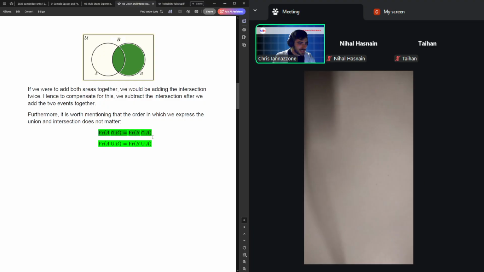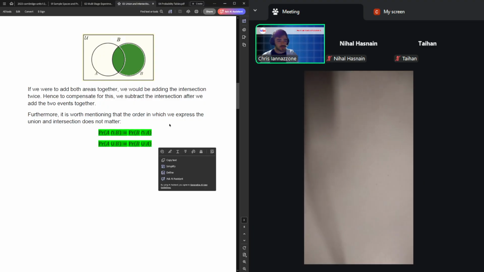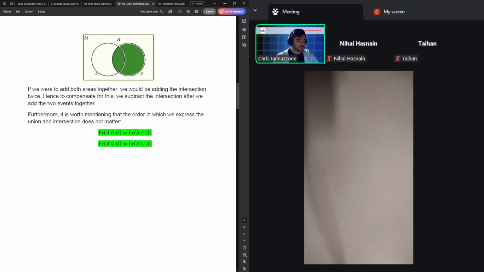Cool. As for notation here, it doesn't actually matter what order you write the terms in. So for instance, the intersection of A and B is the same thing as the intersection of B and A. Right? I've just swapped the order of the B's and A's there. Same thing with the union, right? You're still just describing the relationship between one event and another. The order is irrelevant when it comes to intersections and unions.